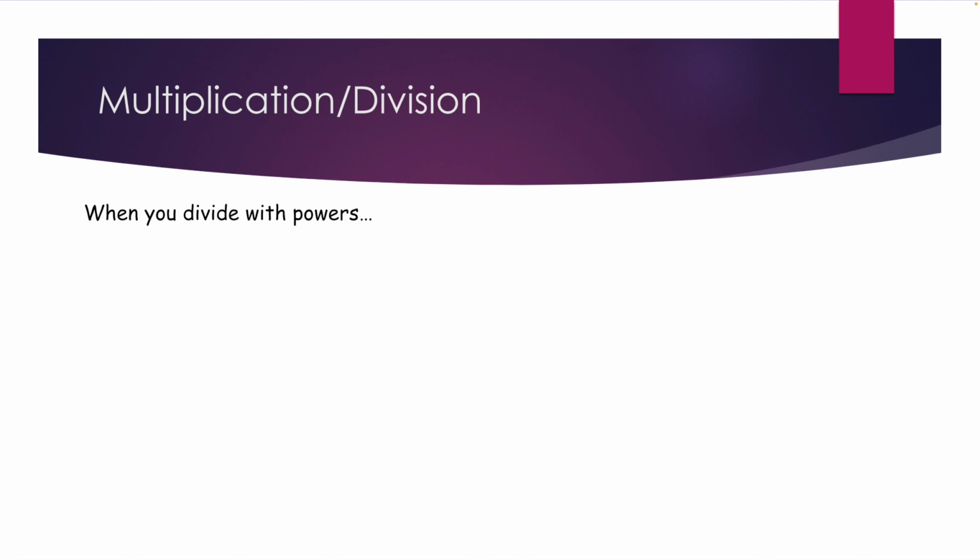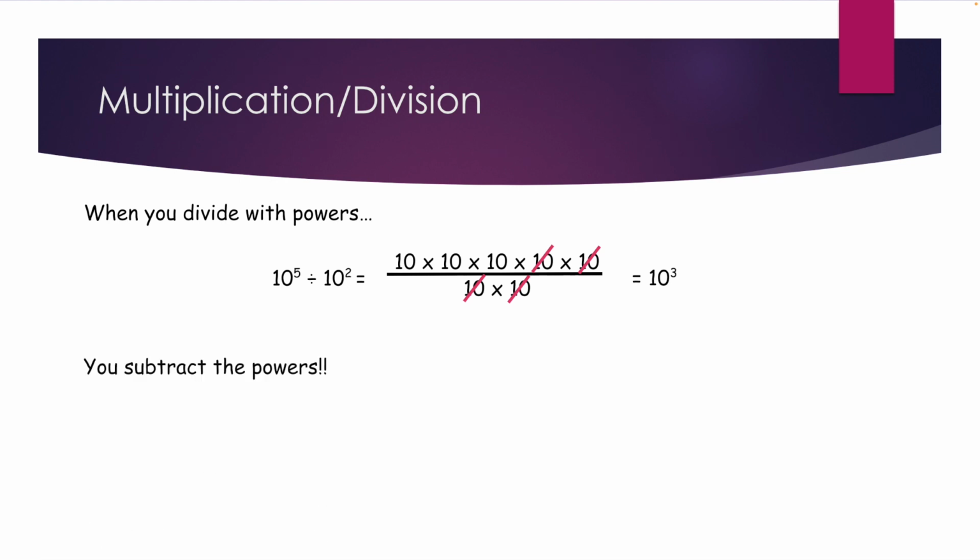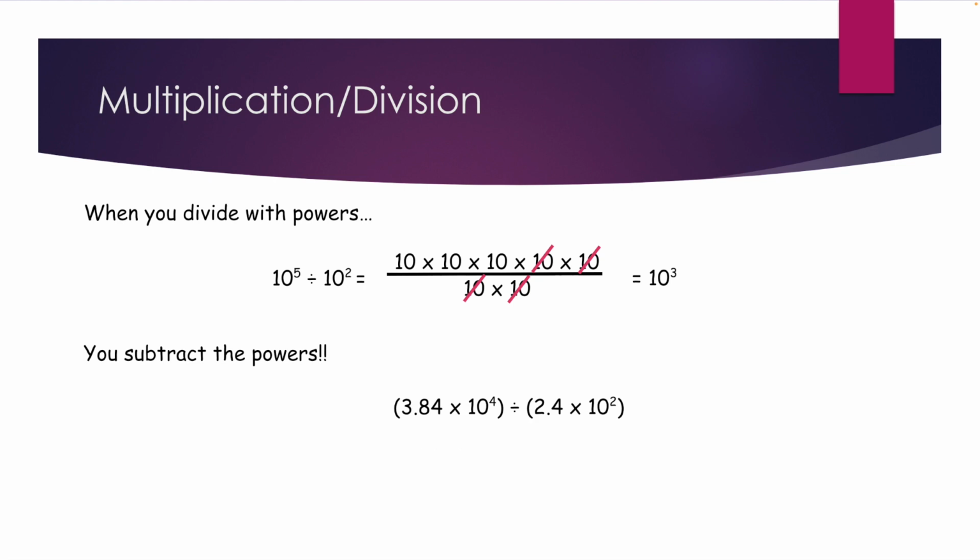When we divide powers, this is what it looks like. So if I have 10 to the power of 5 divided by 10 to the power of 2, I get 5 tens multiplied together on the top, and then I'm dividing that by 2 tens on the bottom. And so the 2 on the bottom end up canceling 2 on the top, leaving me with 10 to the power of 3. So what's happening with our exponents?